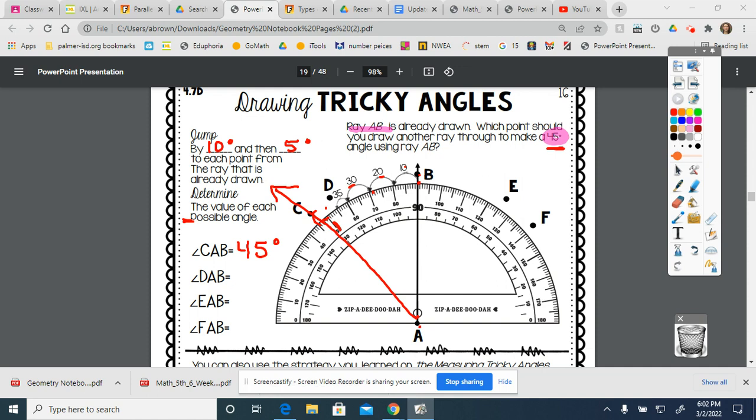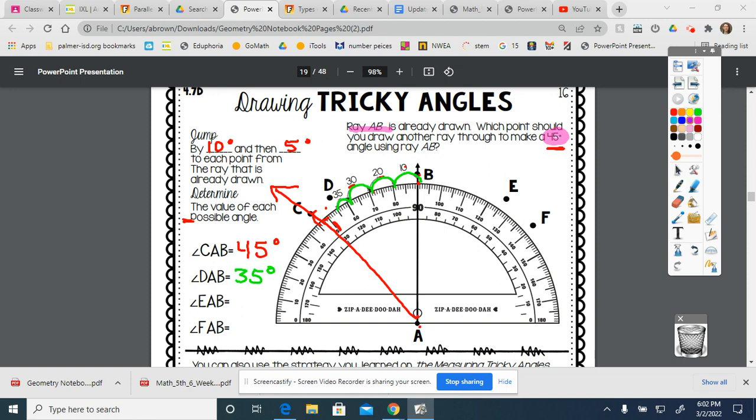They already have BAD right here already counted for you. So if we are starting at B and we go to D, there's 10, 20, 30, 35 degrees for angle BAD, 35.